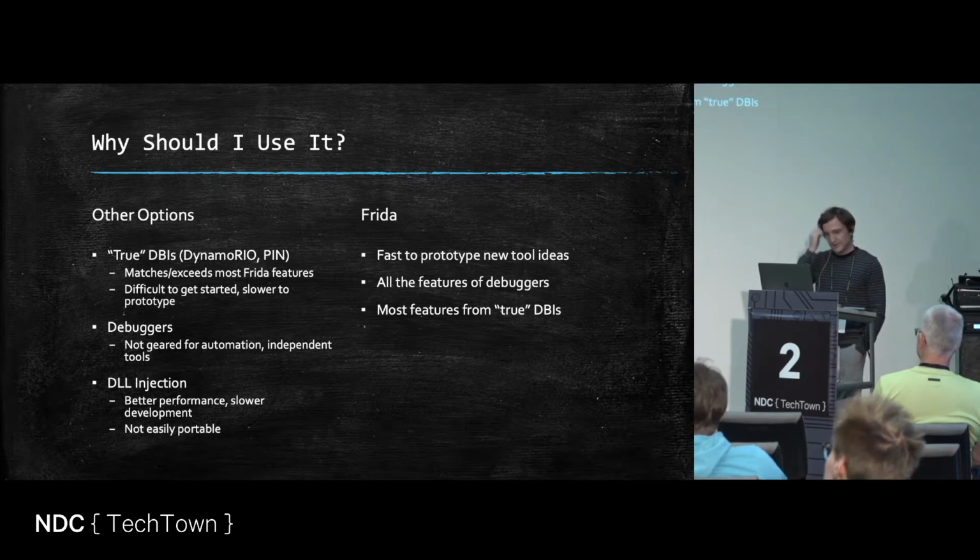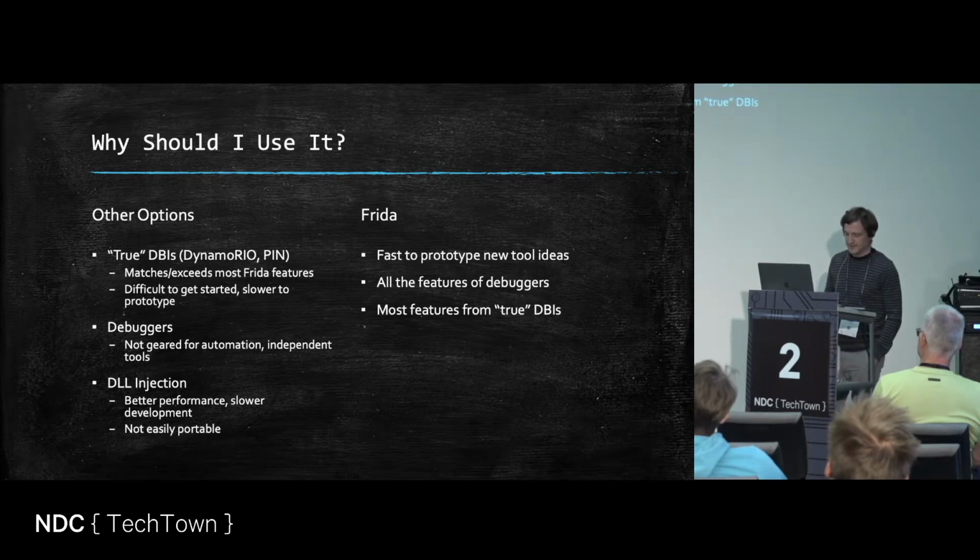So why would you use it over other DBIs? A lot of people that are really into dynamic binary instrumentation would say that Frida is not a true DBI because there's some features that it's missing. Things like having events for modules that get loaded and being able to do things with those events, it doesn't have those. I'm not sure exactly what else because I haven't dug much into DynamoRIO or Pin, but I've used them a little bit.